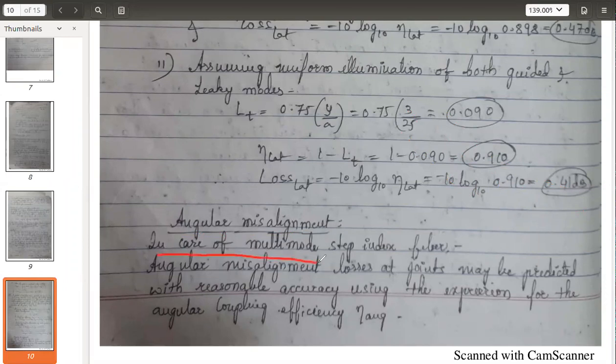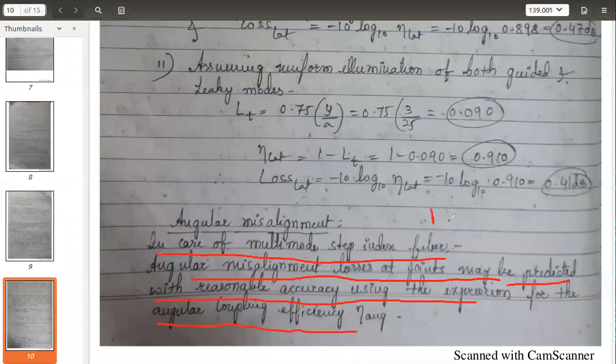In case of multi-mode step index fiber, the angular misalignment losses at the joints we can predict with reasonable accuracy using the expressions for angular coupling efficiency. The coupling efficiency is eta, right? Even in the previous lateral misalignment, we have seen this eta equation.